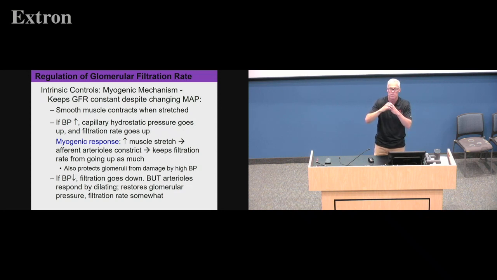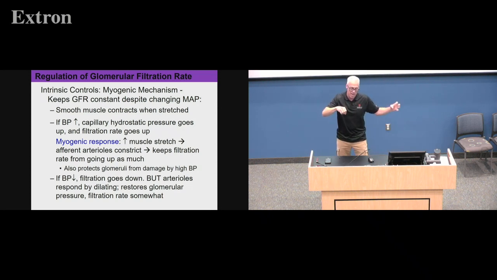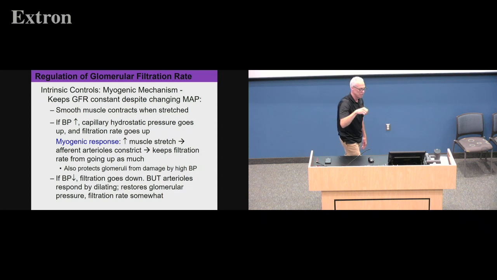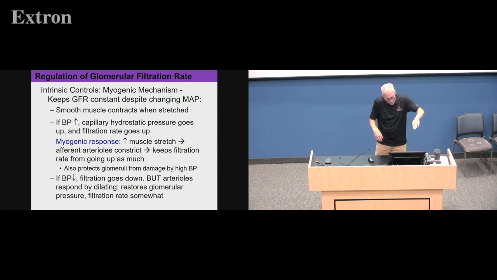No signaling method, no negative feedback system. You stretch them, they contract. What that does is limit the amount of that extra mean arterial pressure that will push its way into the capillary. So when the blood pressure goes up, filtration rate does go up, but not as much as it would have because the arterioles automatically constrict down. So it dampens out what would be a rise in glomerular hydrostatic pressure and filtration rate.